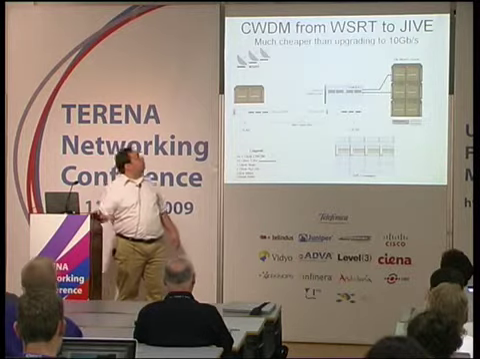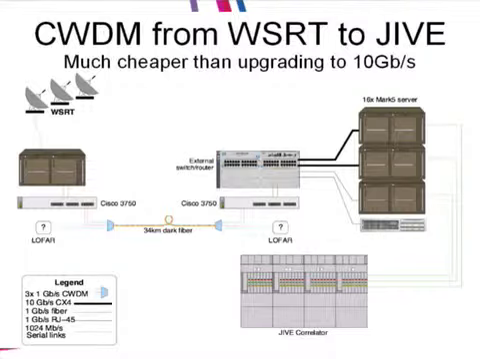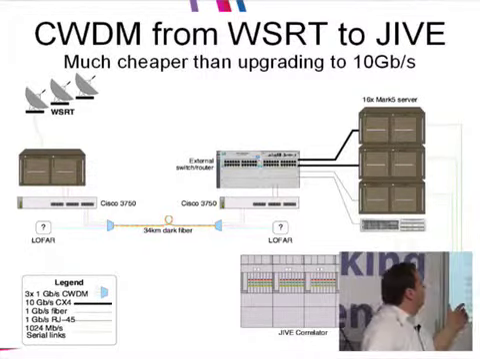So the first experiment we did with that was from Westerbork, which is a radio telescope in the Netherlands, so it's close by. So we have a dark fiber between Westerbork over here on the left and JIVE at the right. It's about 34 kilometers. So what we did is we got some CWDM equipment, which is coarse or cheap wavelength division multiplexing.